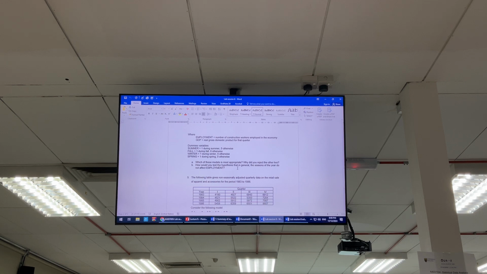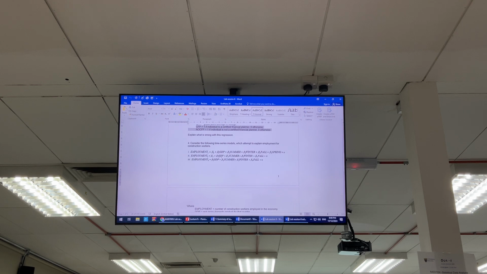How will you tell whether, in general, the season of the year does not affect employment? Using the second model, how do you test? Remember, for spring, the intercept is beta 0. For summer, the intercept is beta 0 plus beta 2. For winter, beta 0 plus beta 3. For fall, beta 0 plus beta 4. So you need to test whether beta 2, beta 3, and beta 4 all equal 0.